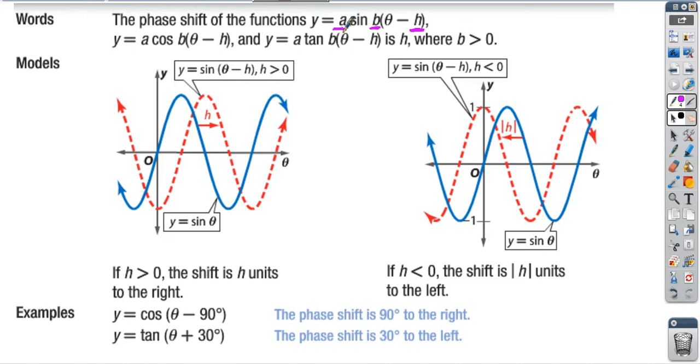Okay, so you can see some pictures here, but rather than go through that kind of a mess of a picture, I think it's easier to do some examples. You'll see them as we go.